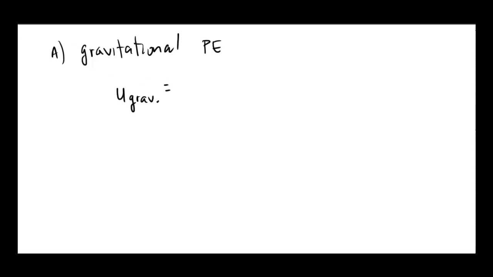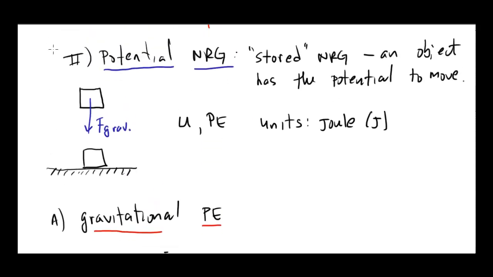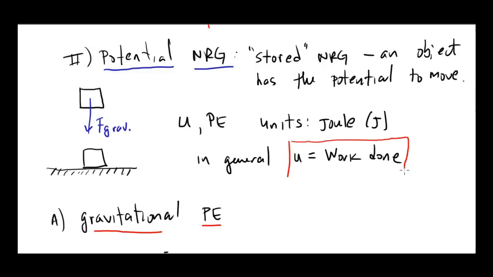And in general, maybe I should have made this point up here. In general, the potential energy an object has is equal to the work done on the object, giving it that potential energy. So this is the general definition. The potential energy is equal to the work done. And that might seem like a weird definition, but I think if we do an example with gravitational potential energy, it'll make sense.